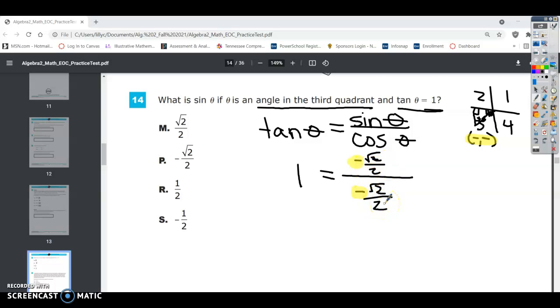If you need to go back and review your trig identities, you can do that. But for this question, that's all we need to know. And you can see that number 14, if you come over here, number 14 is going to be P.